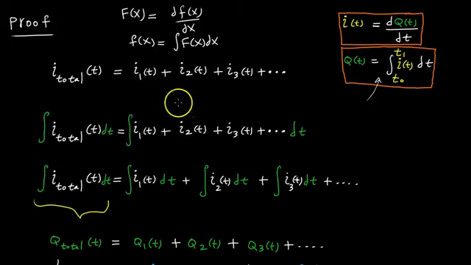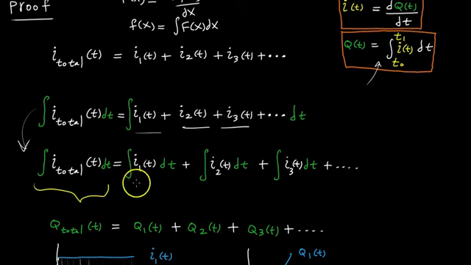And due to the linearity property of integrals, it's an algebraic property, the integral here is going to get distributed to every single term. So we move over to the next step: the integral of I1 plus the integral of I2 and so on. But each of these are the charges, so Q1 through Q3.